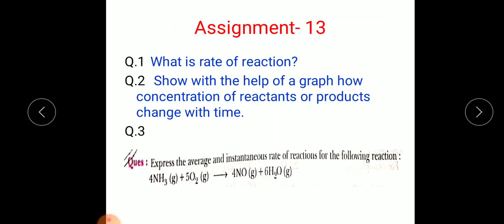In a similar way, the assignment for today is: what is the rate of reaction? Define it and write down the expression as well. Question number 2, with the help of a graph, show how the concentration of reactant or products changes with time. And question number 3, express the average and instantaneous rate of reaction for the following reaction. You need to express this in average form, that is in the form of delta A by delta T, and instantaneous rate is minus dA by dt, like that. So express the average and instantaneous rate of the following reaction. Complete this assignment and send it to my mail.